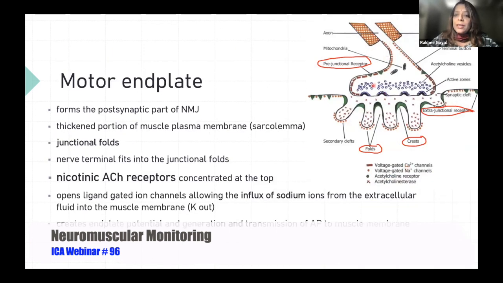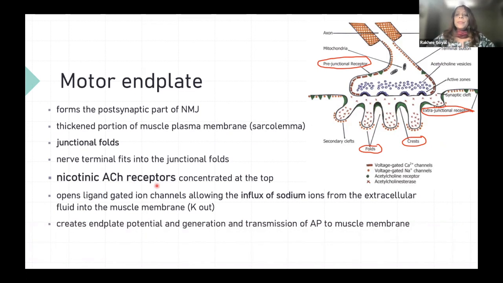Now, we've seen the nerve ending and the synaptic cleft, that's a synapse. And then we have the motor end plate, the muscular part. Here, as I'm showing with the pointer, this is the motor end plate. This is the postsynaptic part of the neuromuscular junction. And the thickened portion of the muscle plasma membrane is called sarcolemma. This is thrown into folds called junctional folds. They're crests and clefts. Here on the crest are the nicotinic acetylcholine receptors. They're concentrated at the top of the crest. Now, when acetylcholine attaches to these receptors, the ligand-gated ion channels open up. These are the sodium channels.